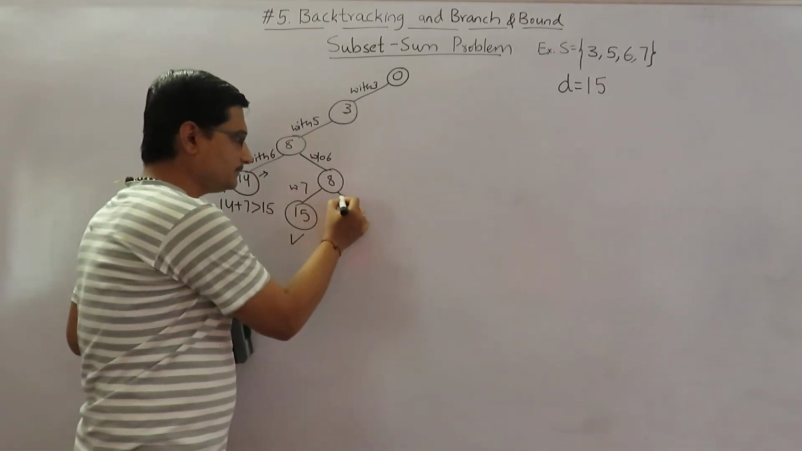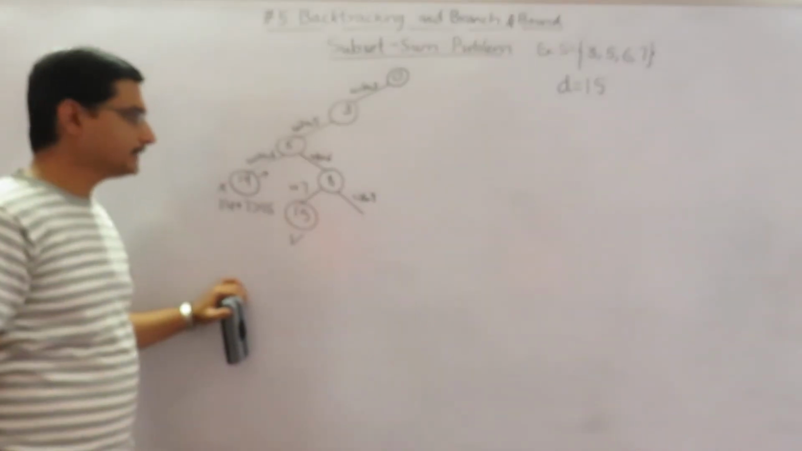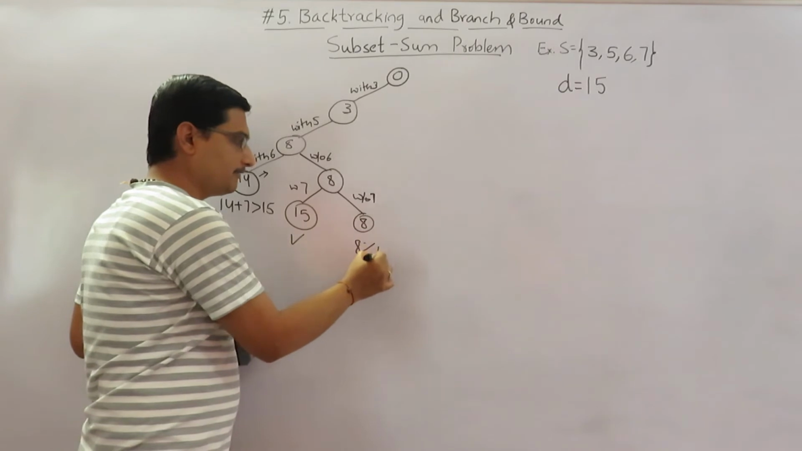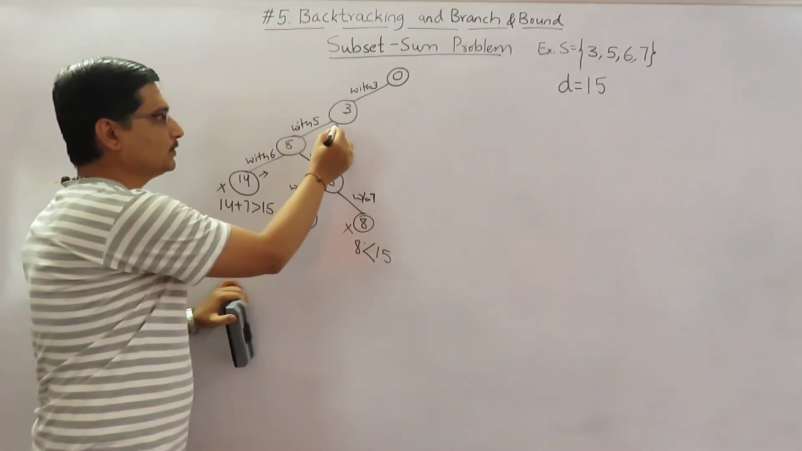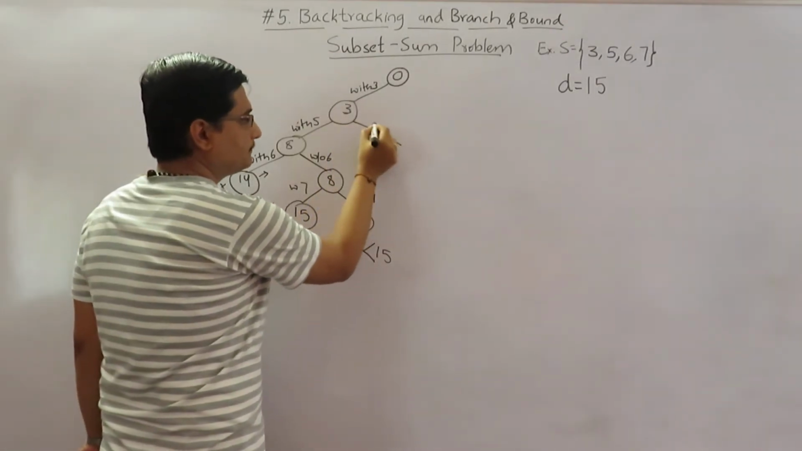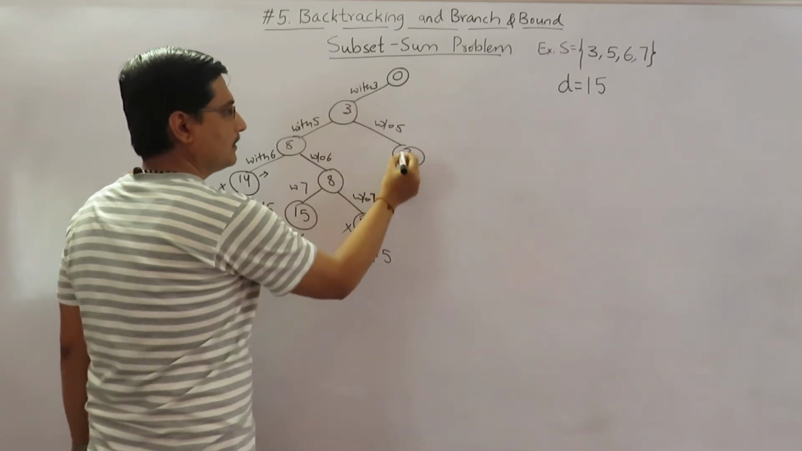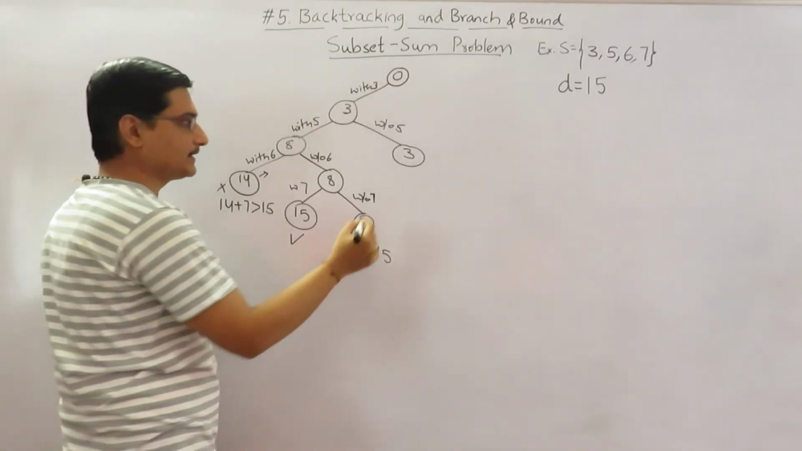So without 7, still there may be other solutions. We will try it. Without 7, it will be 8. 8 is much less than 15, so not possible. We can backtrack to this node now. So without 5, this is 3. If we leave the 5, the next number is 6.